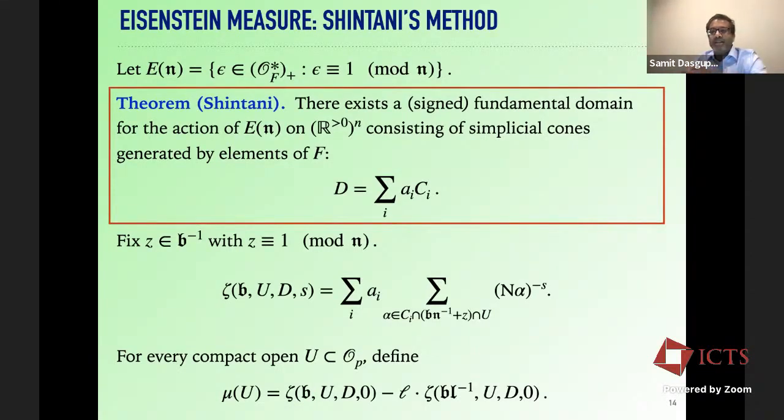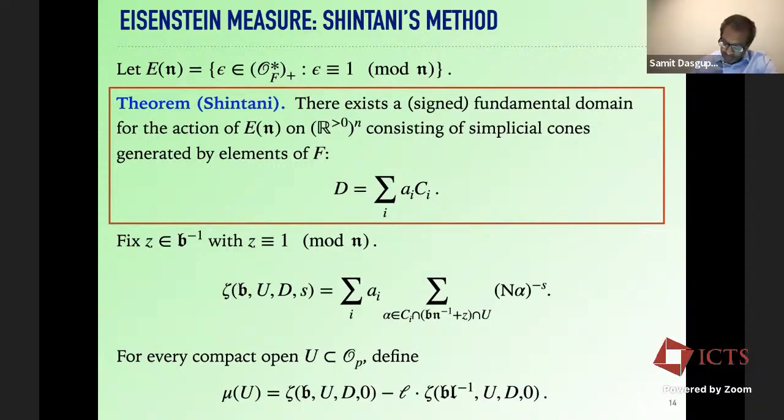So once I've embedded F into R^n, then an element of F acts on R^n by multiplication component-wise on vectors. So that gives me an action of F star on R^n, and you can ask for a fundamental domain for the action of the totally positive units on the totally positive orthant.